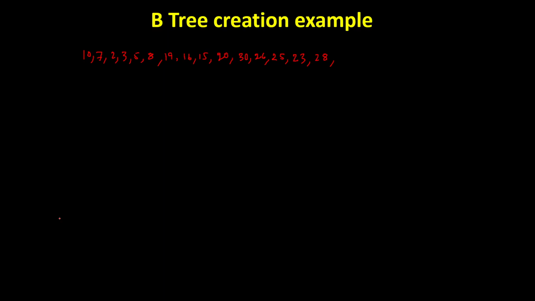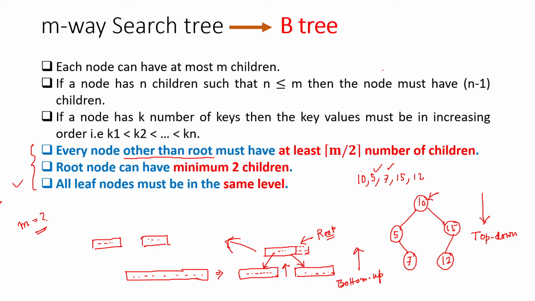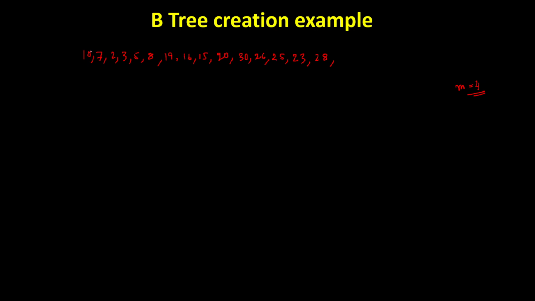So for example, let's take m equal to 5. No, m equal to 5 is too long. So let's take m equal to 4. Naturally a question will come. Okay, let's see. m equal to 4 means a particular node can have at most 4 children. If it is at most 4 children, that means 3 keys is the maximum possible in a particular node. So let's take this 10 first.